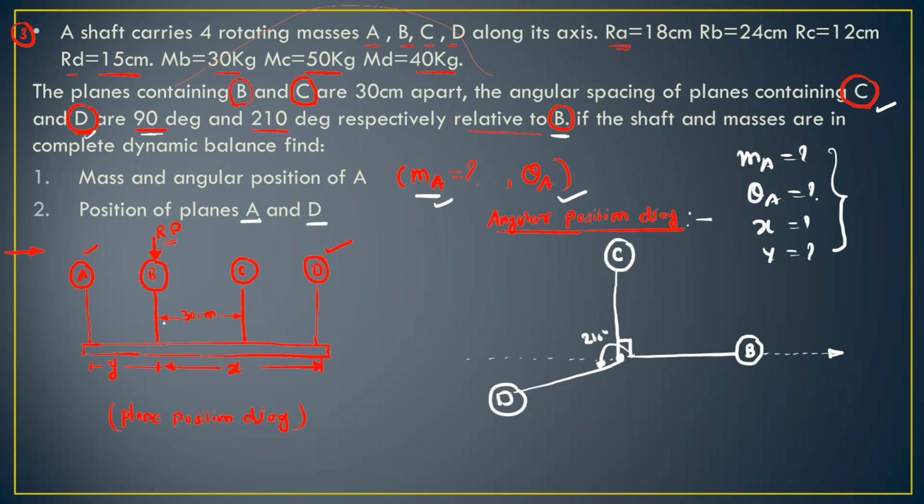So for the graphical approach, as this is problem of dynamic balancing. So this is a dynamic balancing. So when you will use the dynamic balancing approach, when the masses are lying in the different parallel plane on the same shaft. Okay. So we will draw the force polygon and the couple polygon.